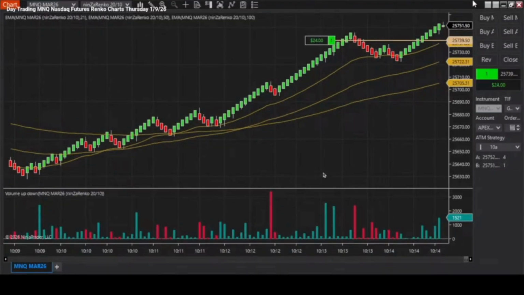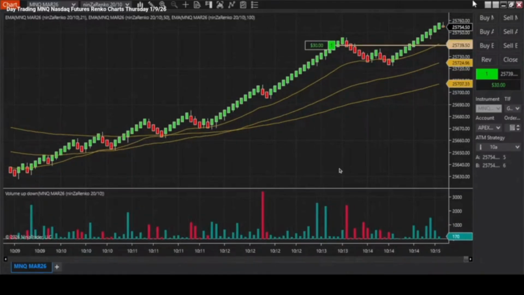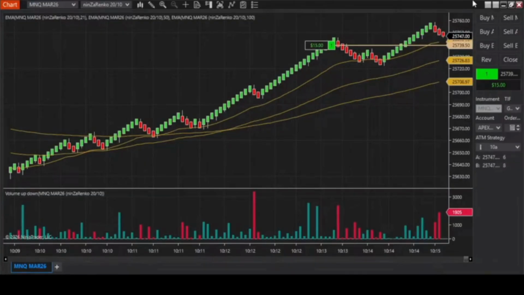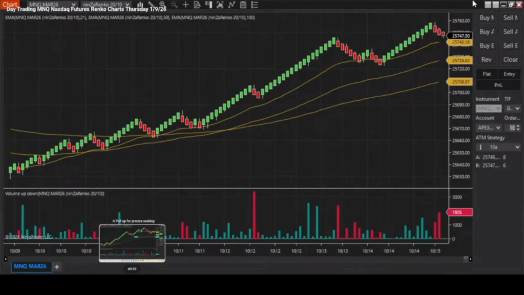Let's see if I can get some profit here. 15 points. 30 bucks. Like I said in the last video, amazing how the micros can add up. I mean, you take three $30 trades, it's almost $100. Barely risked anything. Order filled. Closed early.